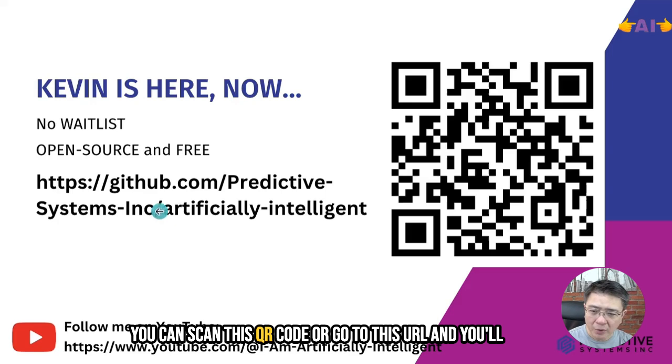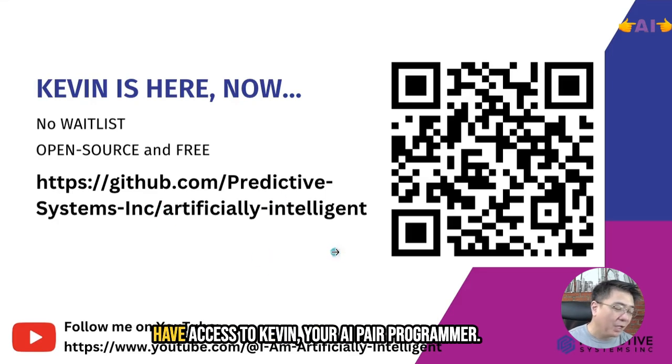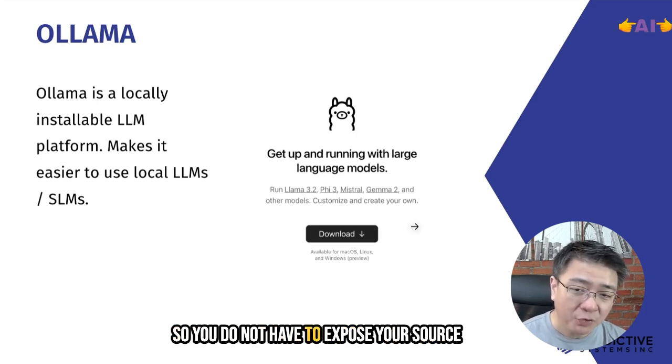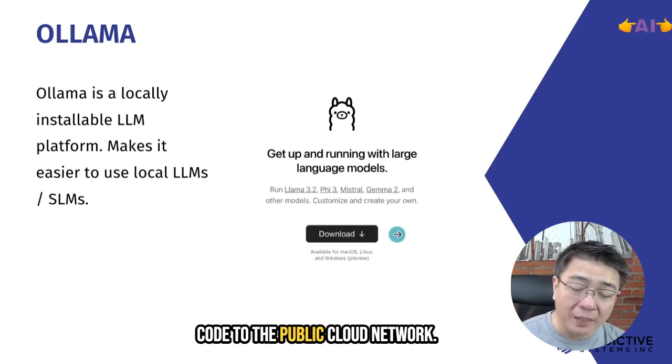You can scan this QR code or go to this URL and you'll have access to Kevin, your AI pair programmer. Kevin also runs on your local machine or your local environment, so you do not have to expose your source code to the public cloud network.